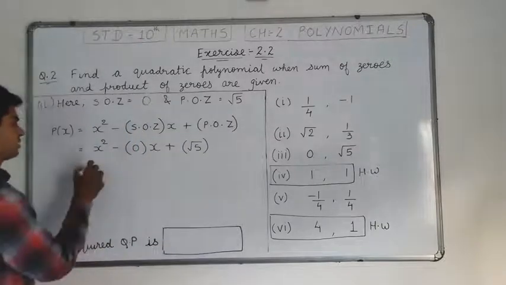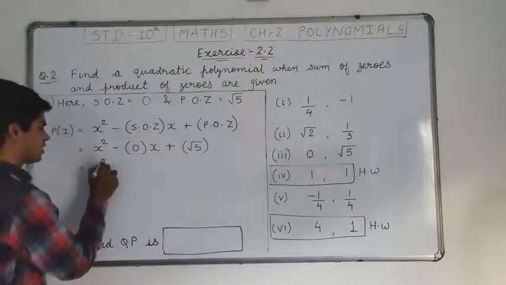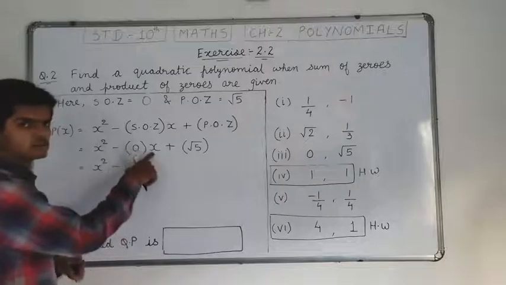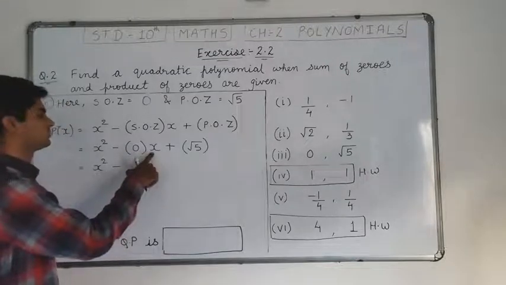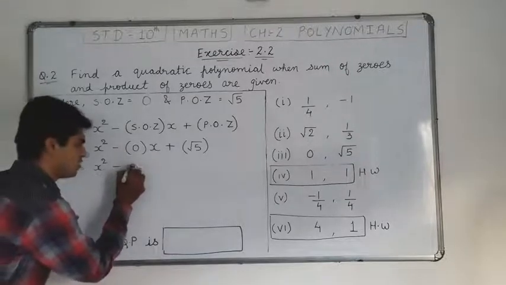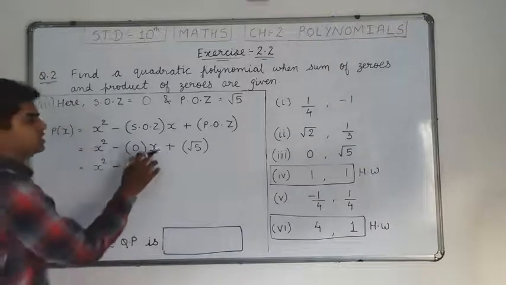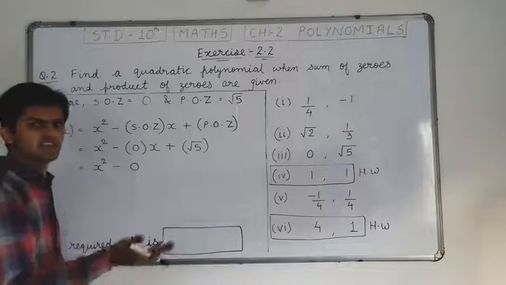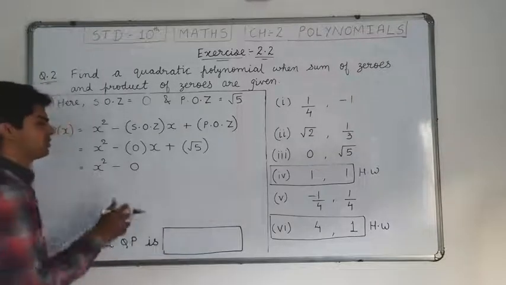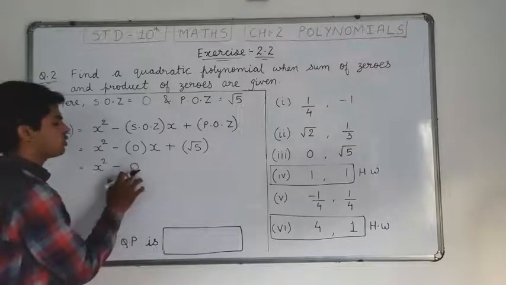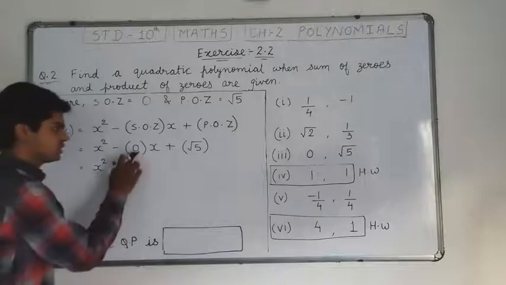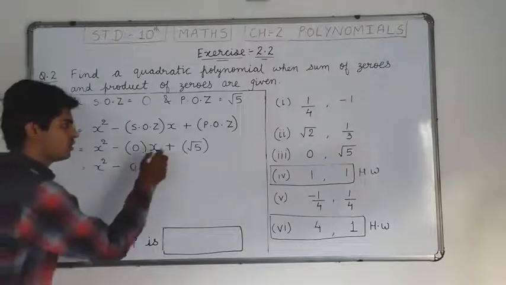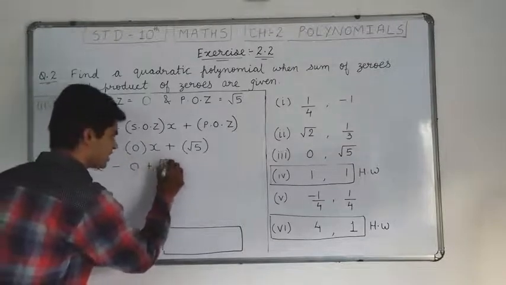Now open the bracket, so it will be x square minus 0 into x. 0 multiplied by anything, the answer will obviously be 0. This x will also not be there, no need to write 0x. You can write 0x, no problem. If you write 0x or 0, the meaning is the same. 0 multiplied by x, so 0 plus root 5.